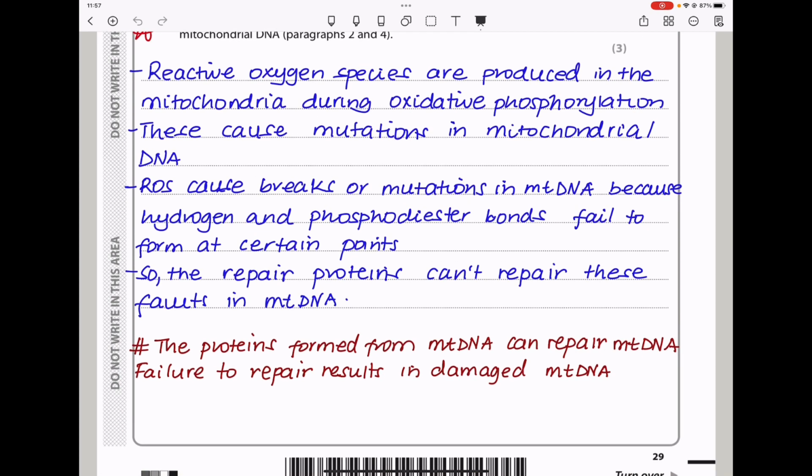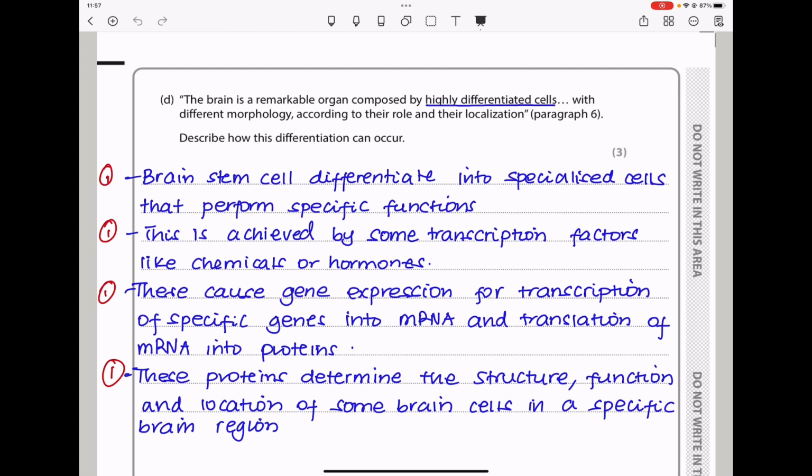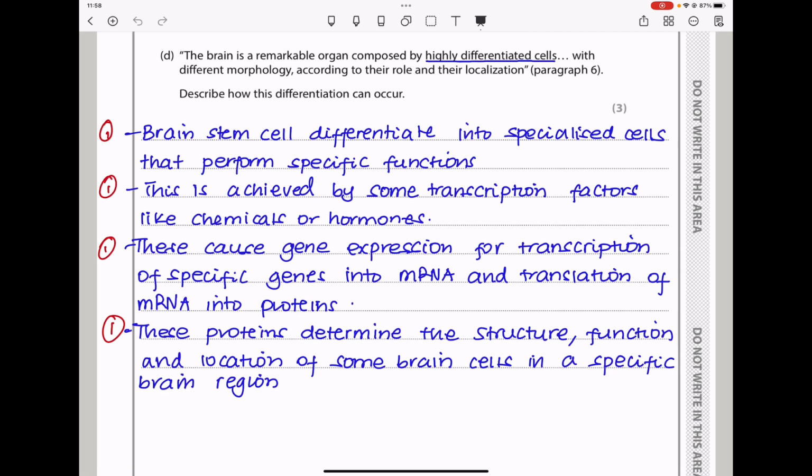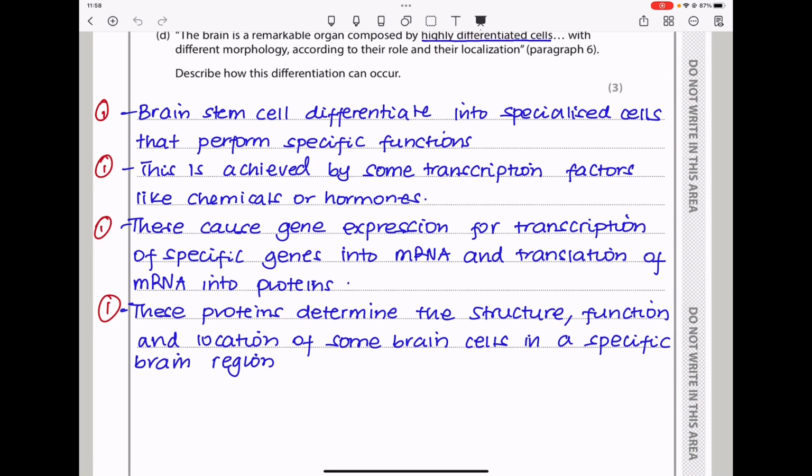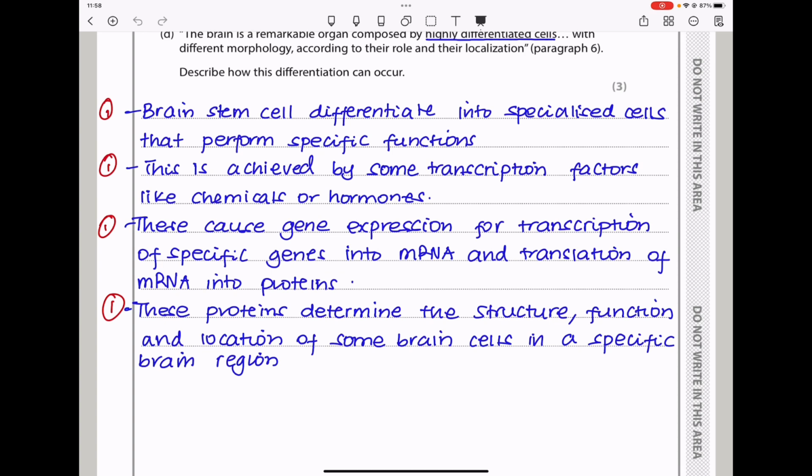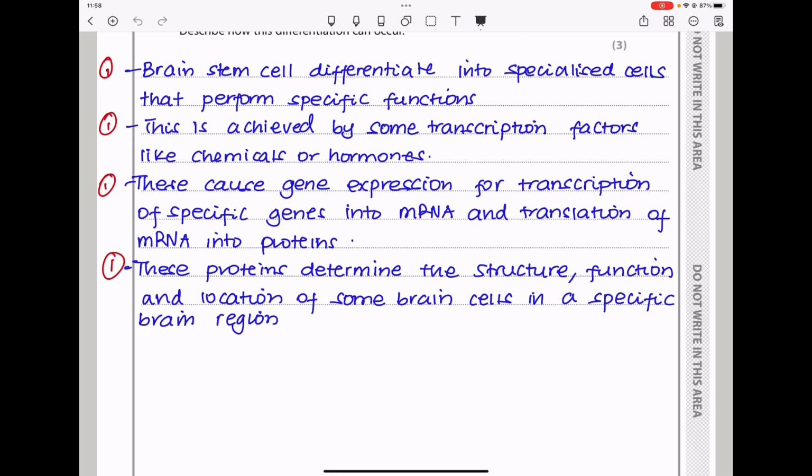Moving on. In part D, the brain is a remarkable organ composed of highly differentiated cells with different morphology according to their role and their localization. Describe how this differentiation can occur. This begins with stem cells. These are brain stem cells that are going to be differentiated into specialized cells that perform specific functions. This is going to be achieved by some transcription factors like chemicals or hormones that cause gene expression for transcription of specific genes into messenger RNA and translation of messenger RNA into proteins. The produced proteins will determine the structure, the function, and location of some brain cells in a specific region of the brain.